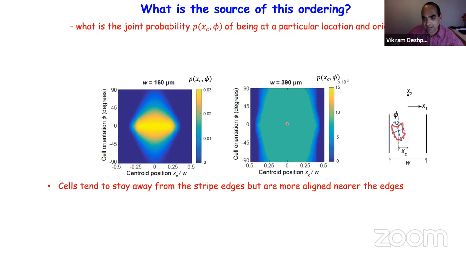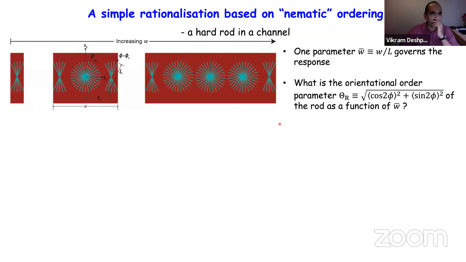And of course, you can see this boundary layer that's developing. If you make the stripe width much bigger, this boundary layer becomes much smaller, and this effect becomes much smaller. Now, this can be understood by a very simple nematic ordering kind of idea. So if I take a rod and put the rod on a stripe of width W, this rod has length L and the stripe has width W, basically.